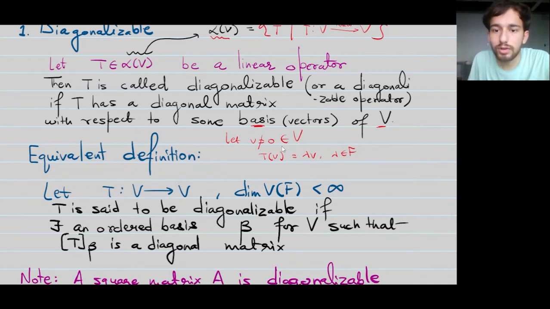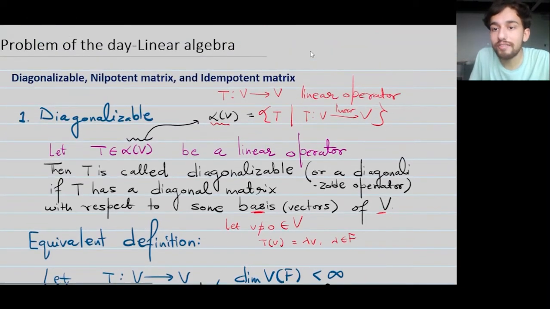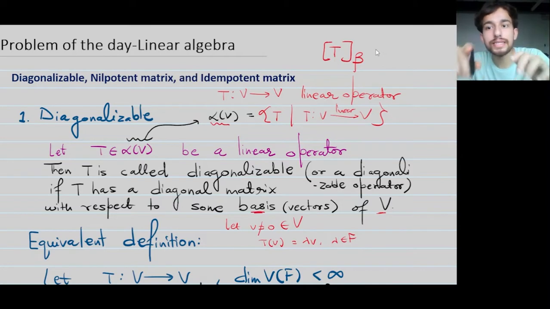Let's come back again to the notion of diagonalizability. If I find the matrix representation of T with respect to some basis beta, where beta consists of the basis vectors of the vector space, and if that matrix comes out to be a diagonal matrix, some D where D is diagonal, then in that case I say my linear operator T is a diagonalizable operator. Okay, let's move ahead.